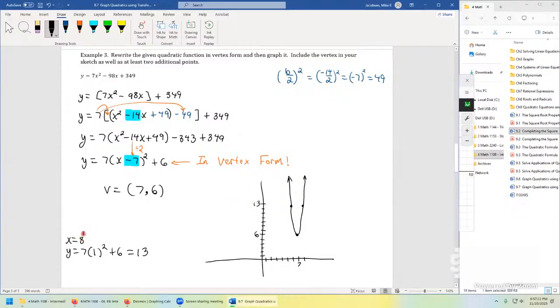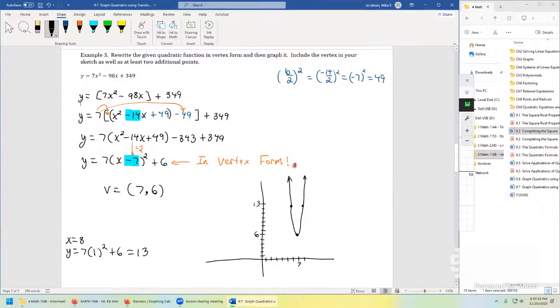And it didn't matter if you plugged in an 8 or if you plugged in a 6. Plugging in a 6 would have given us a negative 1 squared, but negative 1 squared is still a positive 1. You'd still get a 13 either way. It's that power 2 really that's giving us the whole symmetry through the axis of symmetry in this problem.